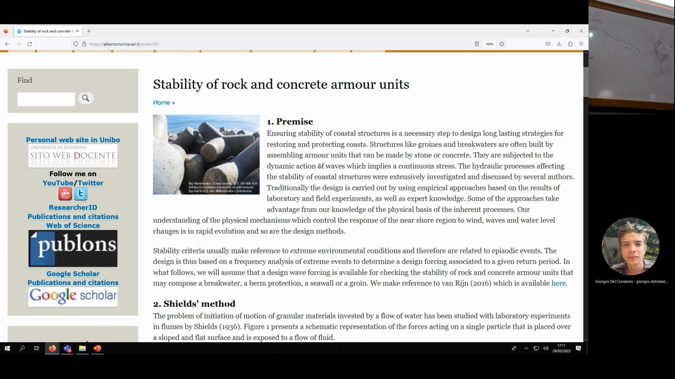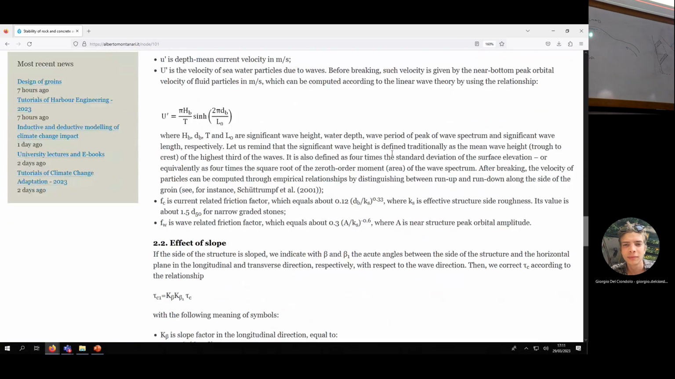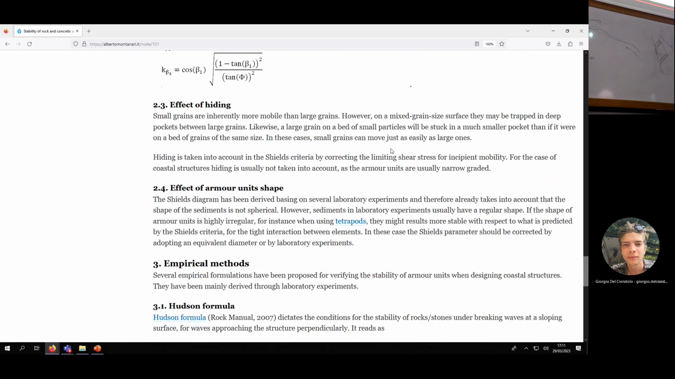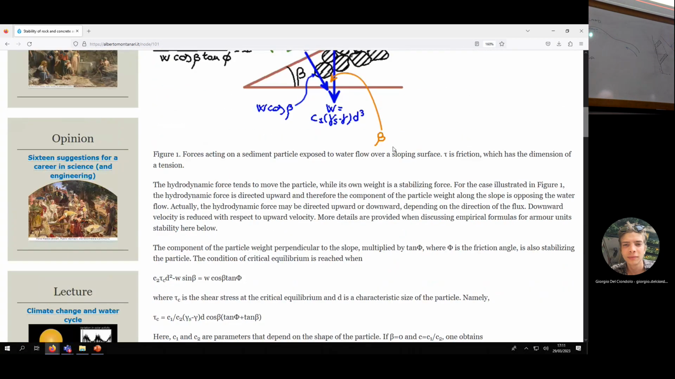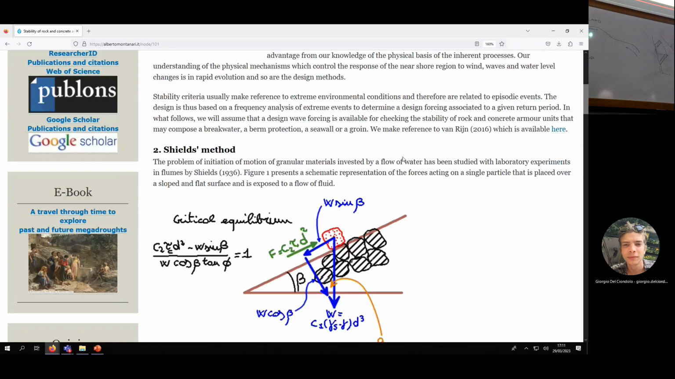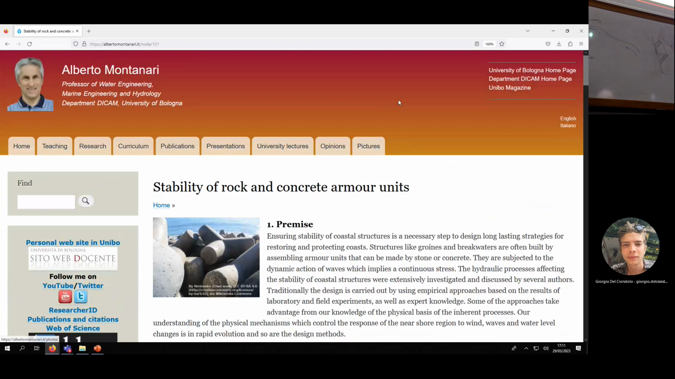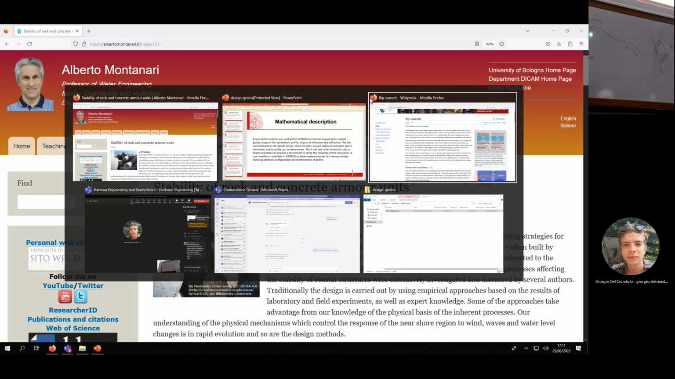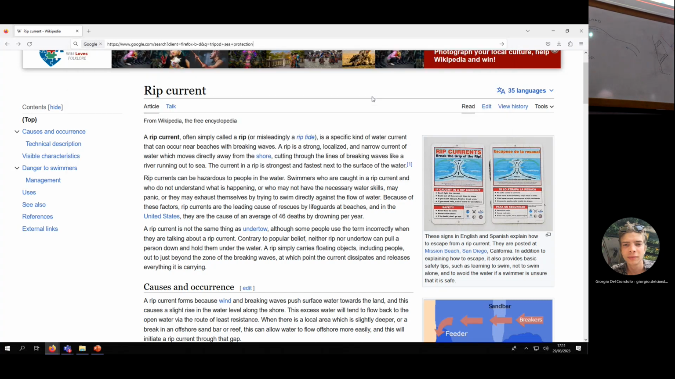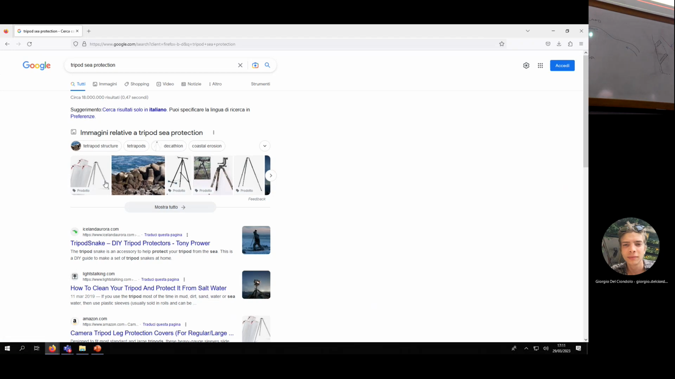And let me anticipate already now that there are several kinds of shapes that can be used besides boulders to realize armor units. Let me check. I think I have a link, but it's not ready, so, okay.